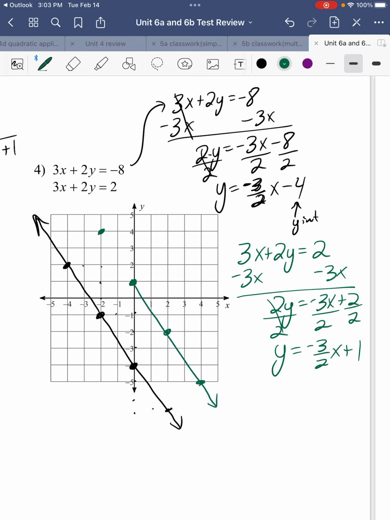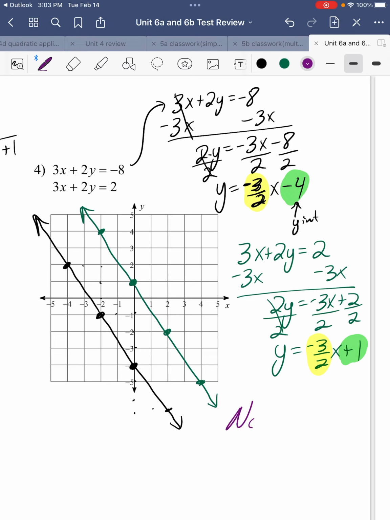What's happening here? Well, this looks like those lines are parallel. Let's take a look back at our equations. Negative 3 over 2, negative 3 over 2. Well, they do have the same slope, so they're parallel. Are they the exact same equation? Well, that has a y-intercept of negative 4 and that has a y-intercept of positive 1. So they're not the same equation.